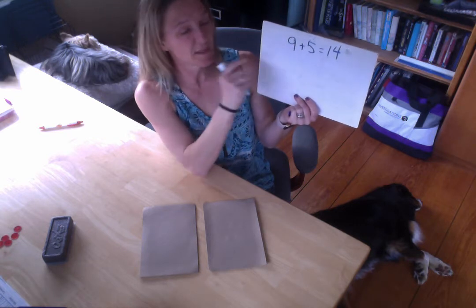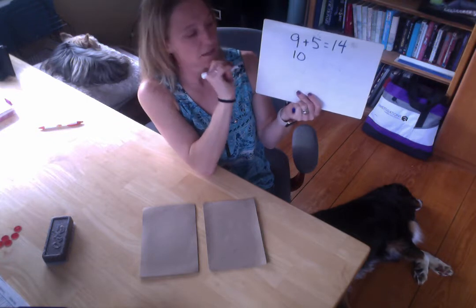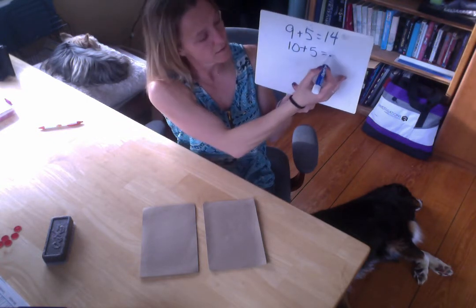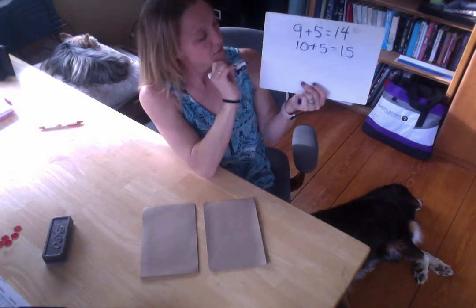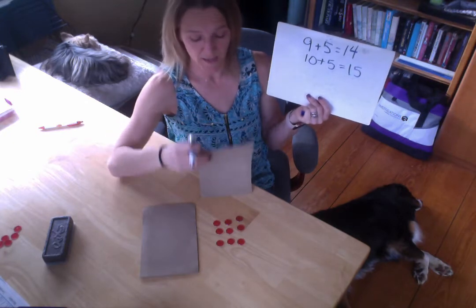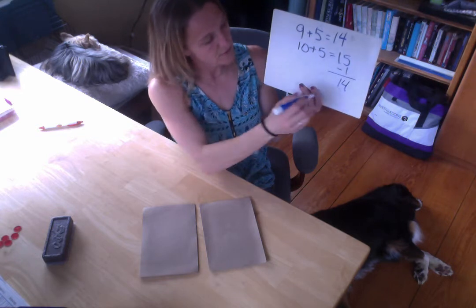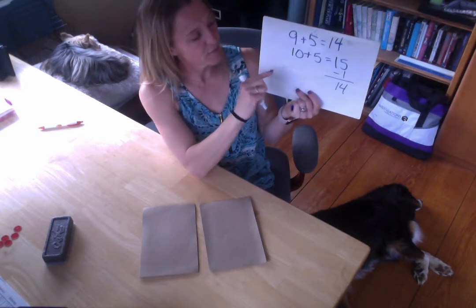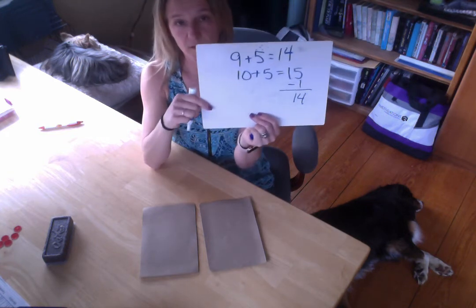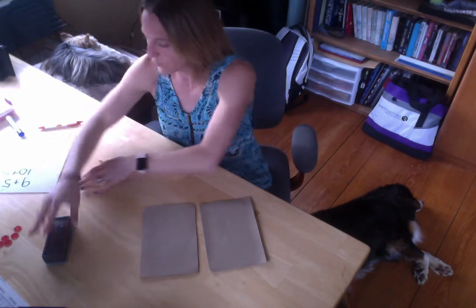But we can think about that 9 is really close to 10. So what if that was 10 plus 5? What would that be? That would be 15. But 9 is 1 less than 10. So we would have to take that 1 back off at the end. So 9 and 5 we could think of as 10 and 5 and 1 less. Okay, let's try one more.